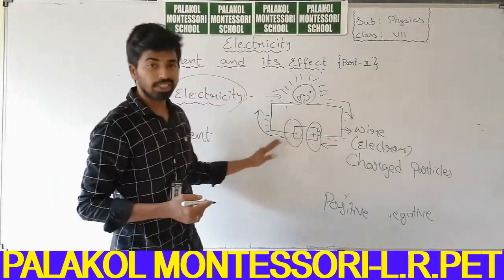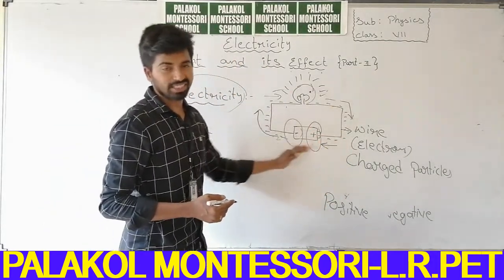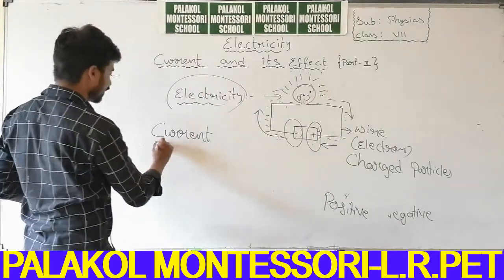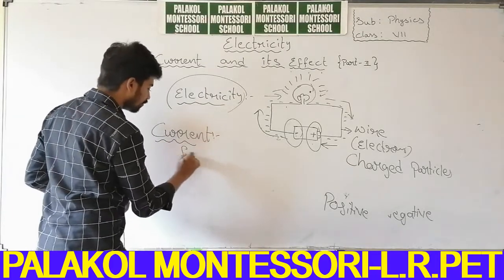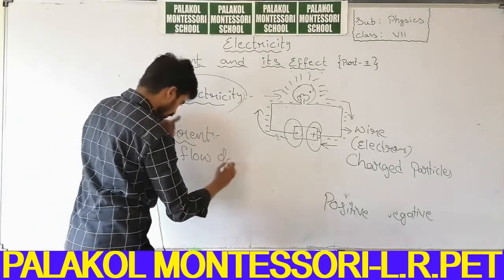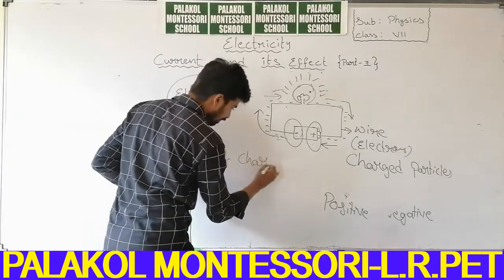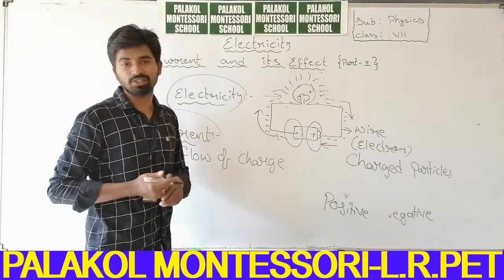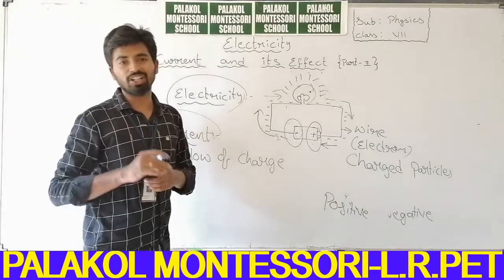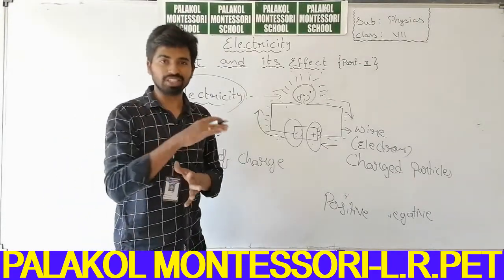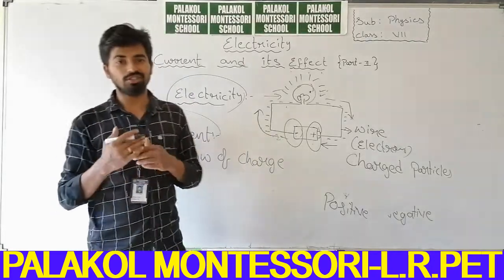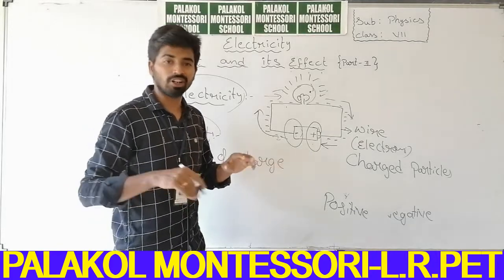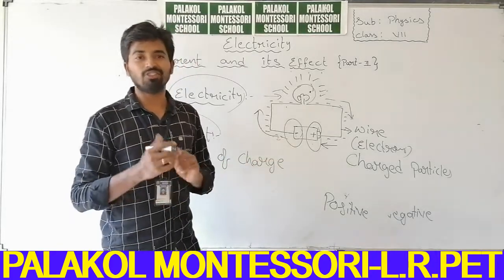So what you have observed here is that the charged particles are moving. Current is nothing but the flow of charges. The word current represents flow. Sometimes you can say wind current. What do you mean by wind current? Wind is moving. Sometimes you can also say water current, meaning water is flowing. The flowing water can be called a water current.